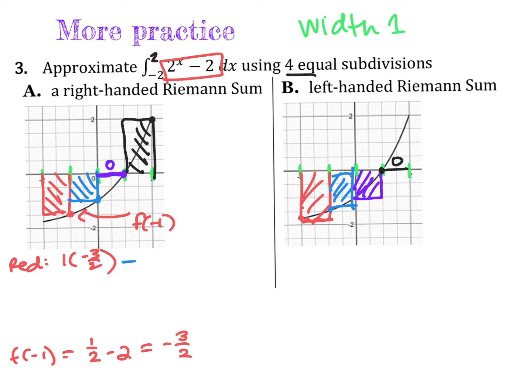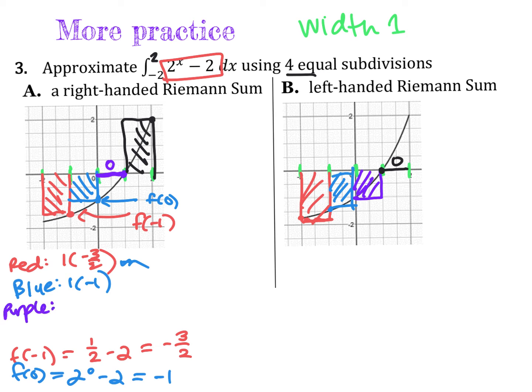Similarly, for the blue rectangle, the blue rectangle is going to have a width of 1, and it's going to have a height of whatever we have right here. This is f of 0. So if I plug 0 in, I get 2 to the power of 0 minus 2. Anything to the power of 0 is 1, minus 2 is -1. That makes sense that both of those numbers should be negative. We already said that our purple area is 0. And if you want to think about that, it would be the width 1 times the height 0.